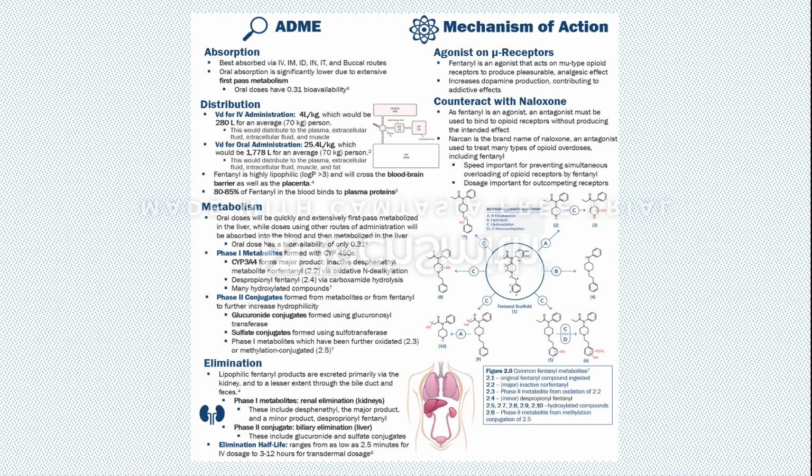Given that it binds to opioid receptors to produce a response, we can imagine that treatment of an overdose would require outcompeting fentanyl for the same receptors with a harmless substance. This is precisely how the substance known as naloxone works. Naloxone is an antagonist which binds to the same mu receptors as fentanyl without producing a response.